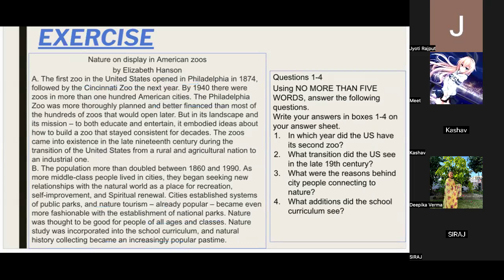Is it visible to everyone? Yes, everyone? Yes, ma'am. Visible?